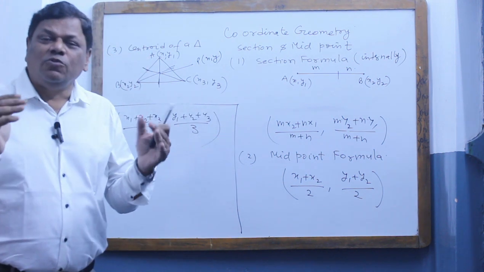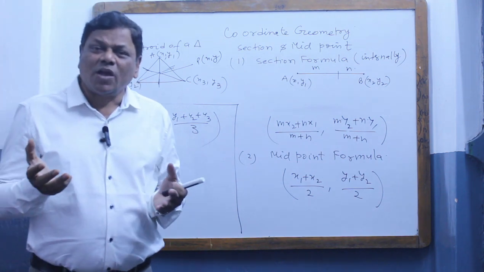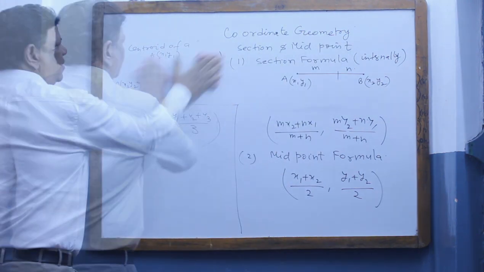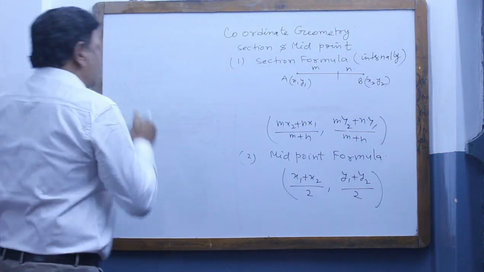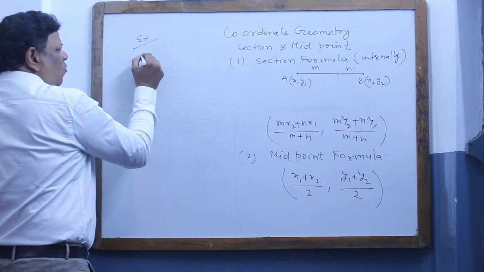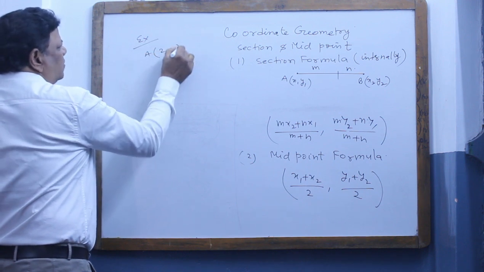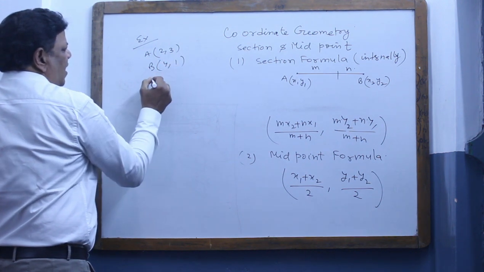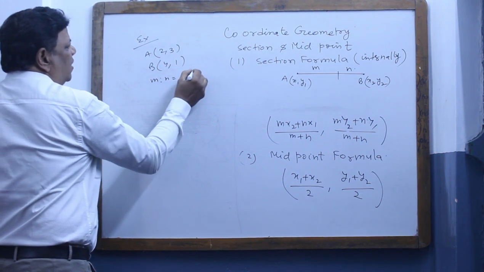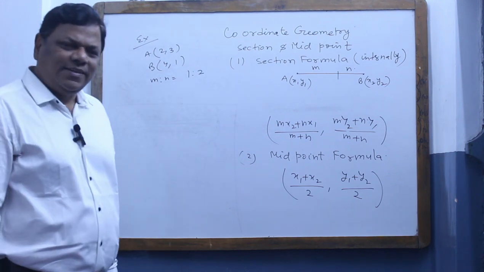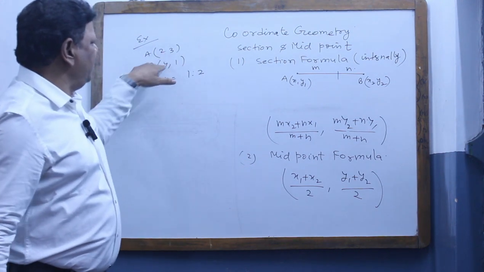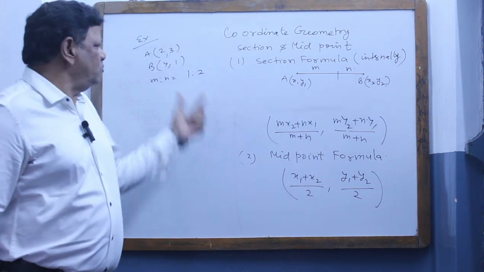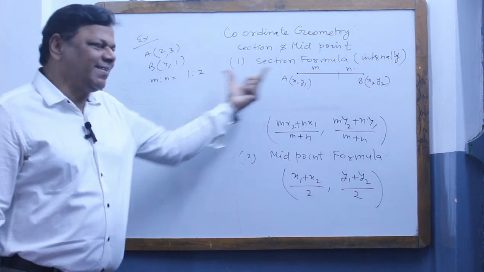Now I will tell you what type of sums they ask and how to solve them. See here, one example I am going to explain. Let A be given as (2, 3), B is given as (4, 1), and the ratio is given as 1 is to 2. Understand? A is given (2, 3), B is given (4, 1), and the ratio is 1 is to 2. I have to apply the section formula.